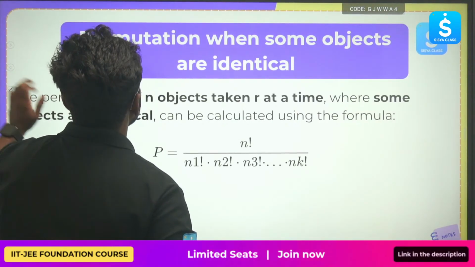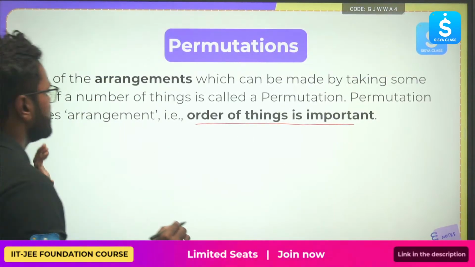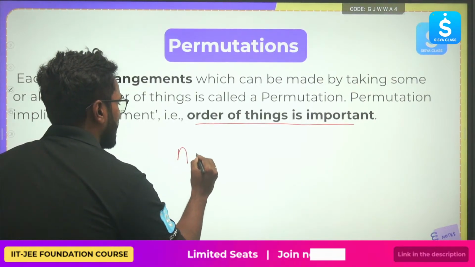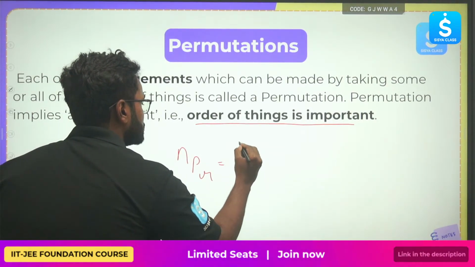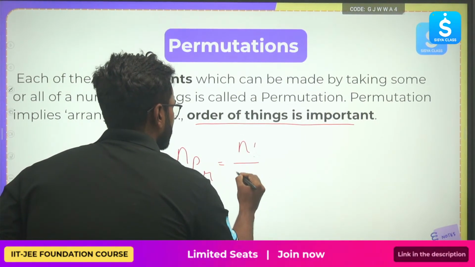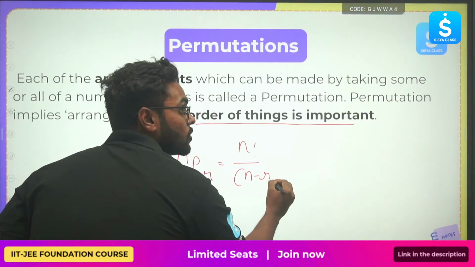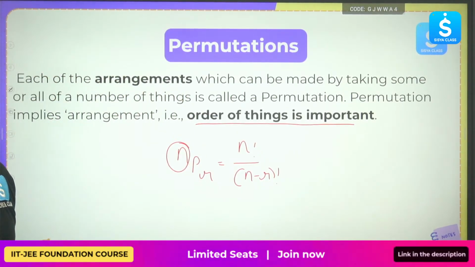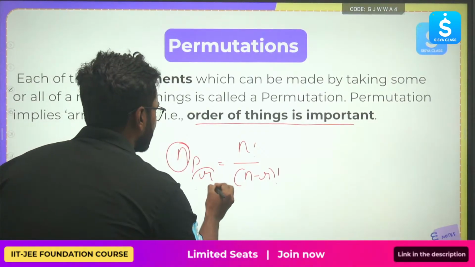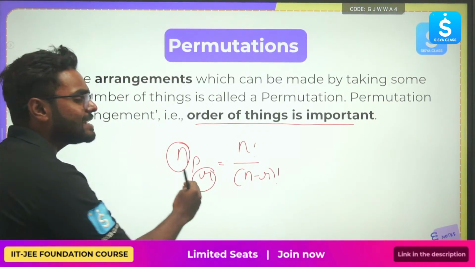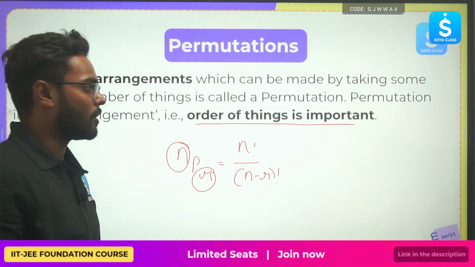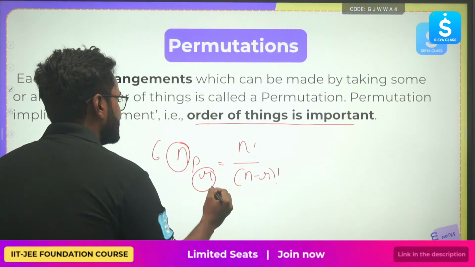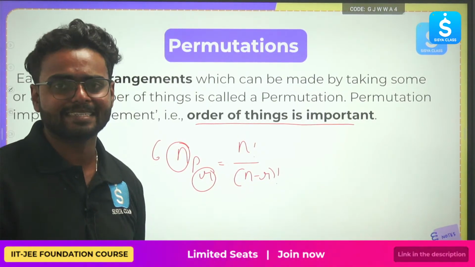Let me write the formula. nPr is equal to n factorial by n minus r factorial. Here n is the total number of terms, and r is the set of components that you want. It could be 6P2, 6P3 and so on.